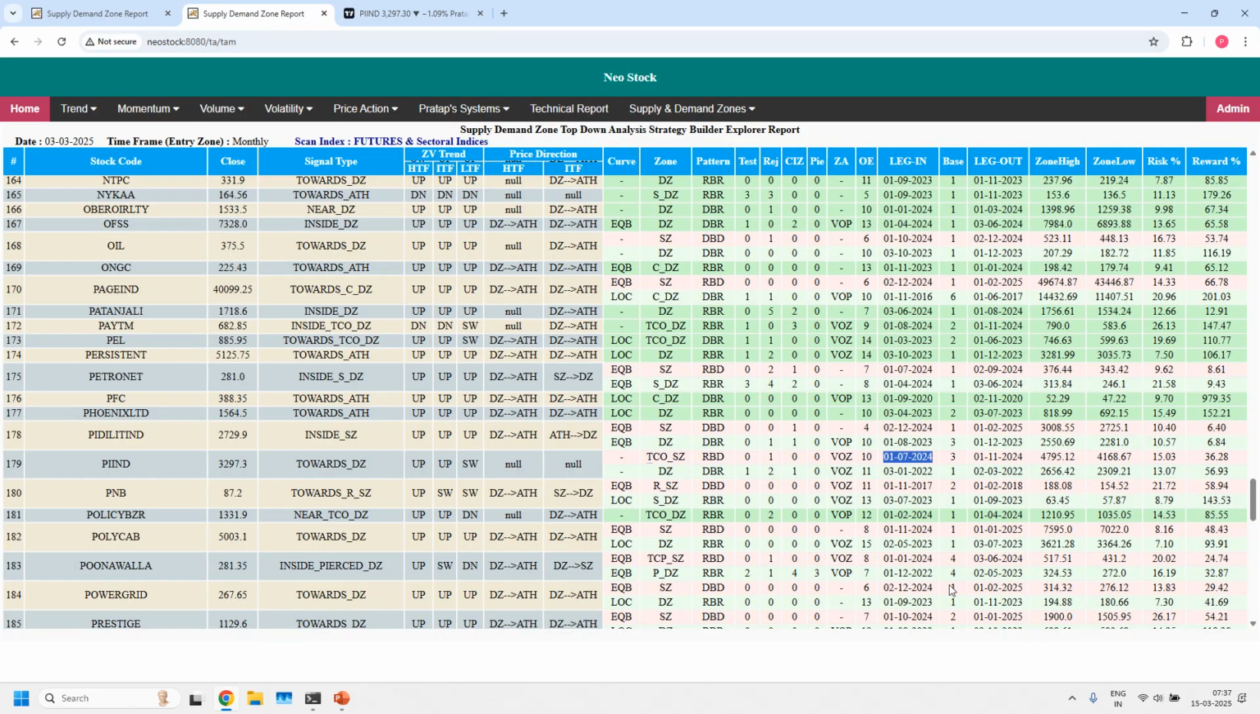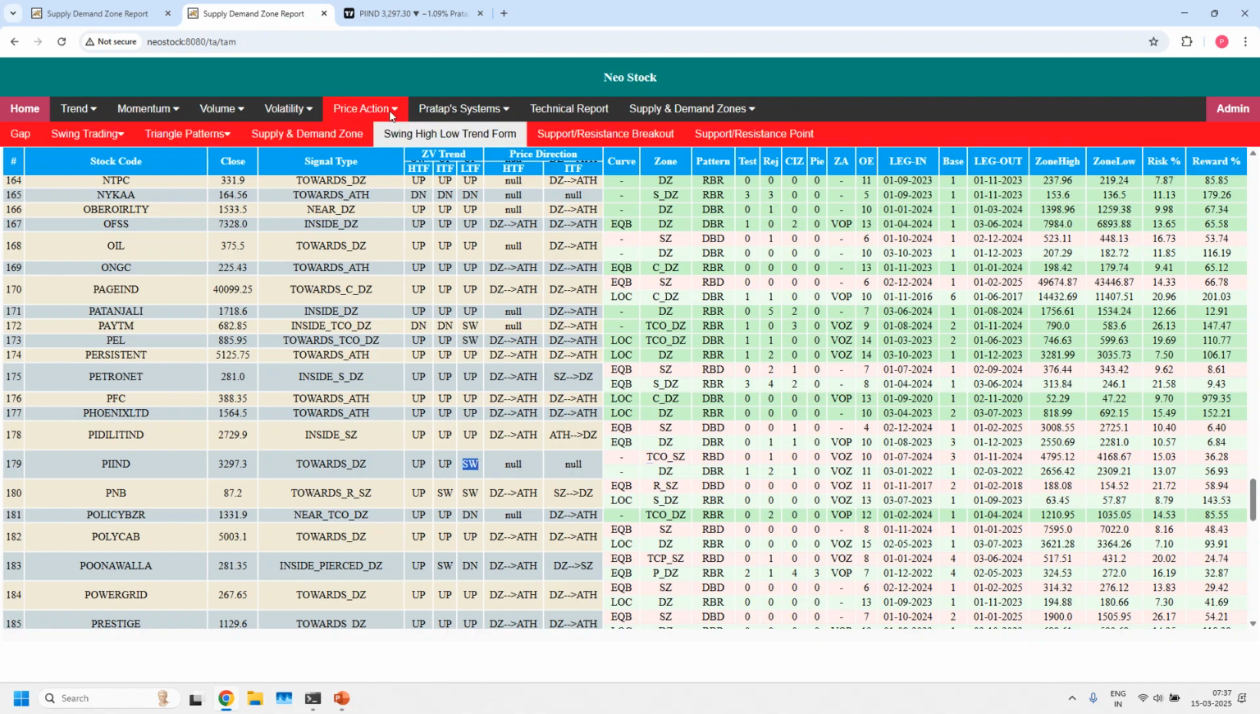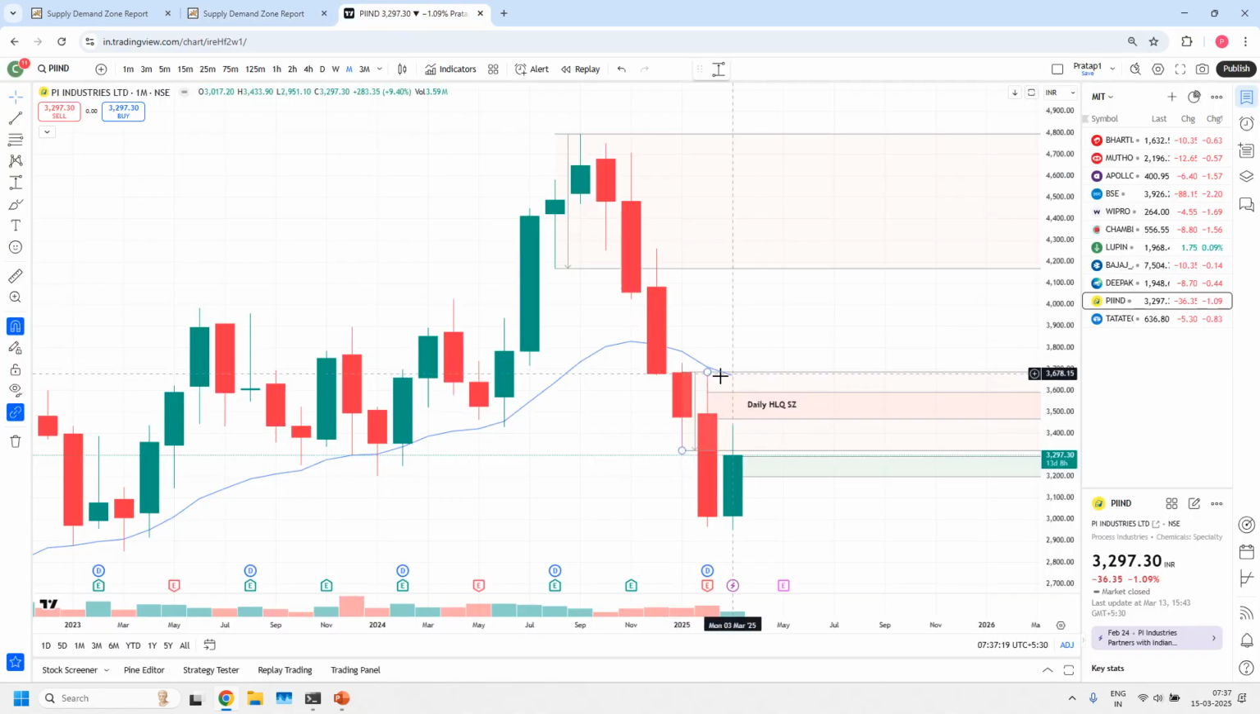PI Industries, but the monthly trend is sideways. Because the monthly trend is sideways, we can't consider this as an EMA confluence.